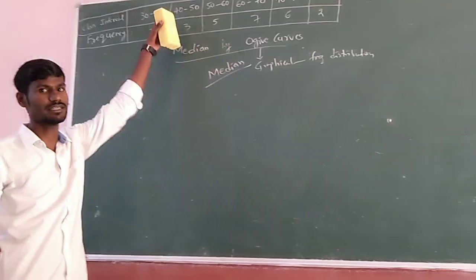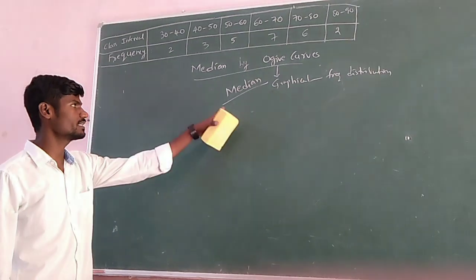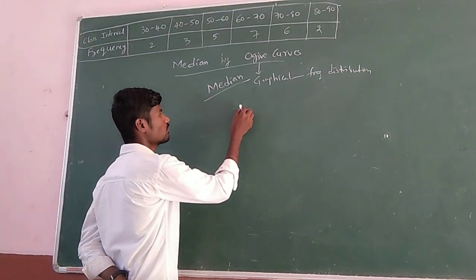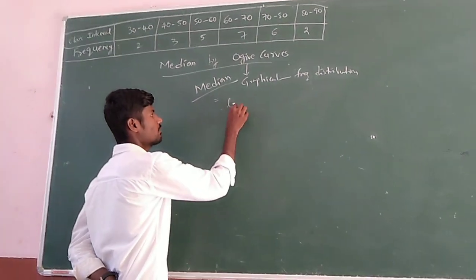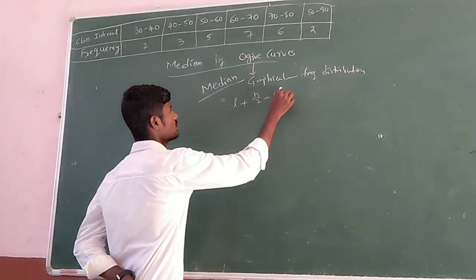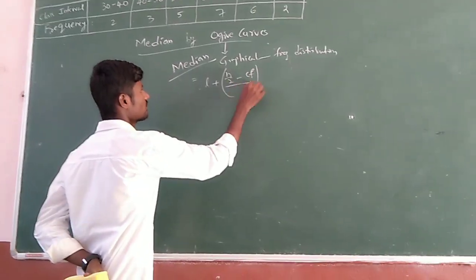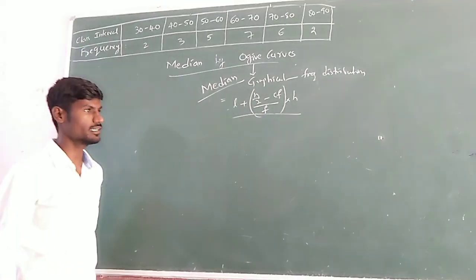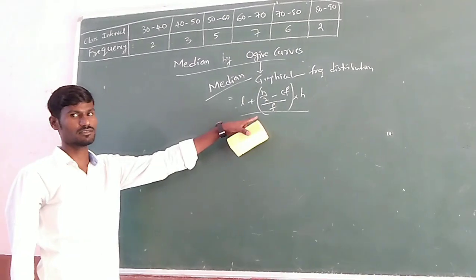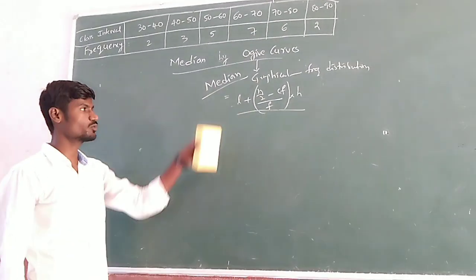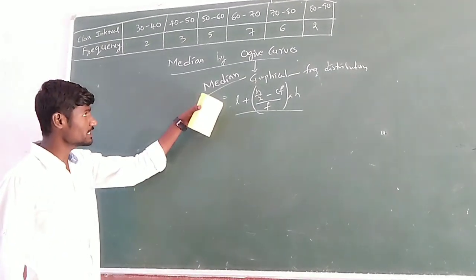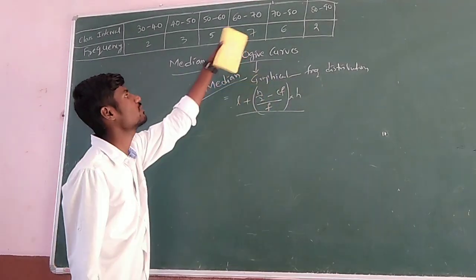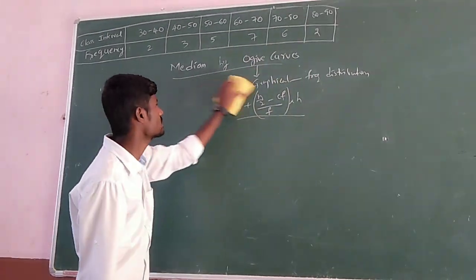We can find the median for grouped data. How can we find the median? We know that the median for grouped data can be found by the formula L plus (n by 2 minus cumulative frequency CF) divided by f into h, the class size. By this formula we have already solved some problems to find the median for grouped data. Now we are finding that median with the help of a graph. How can we find it with the help of ogive curves? Let us discuss now.